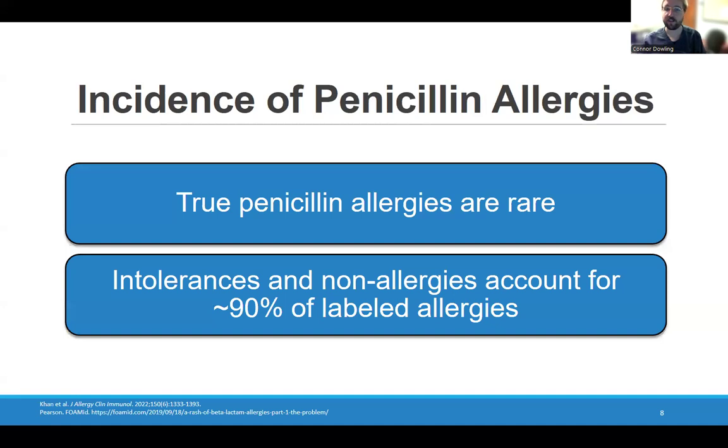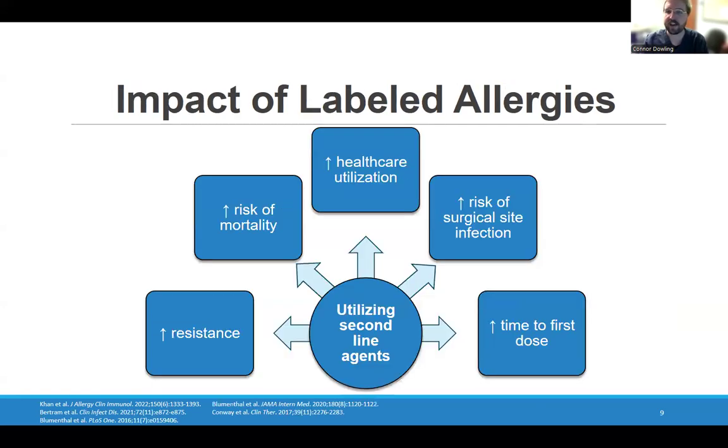So when we look at the true incidence of allergies, about 10% of our population in the US has a documented penicillin allergy history, but 90% of that 10%, so actually around 1% of our true population, has a real penicillin allergy. So we actually have a lot of these intolerances or false allergies that kind of confuse and really get labeled inappropriately in our chart. And this really does, like I mentioned, have an impact on our patients and our patients' outcomes.